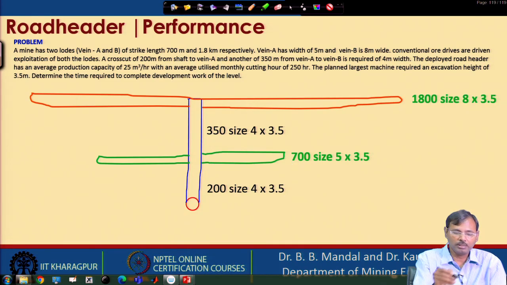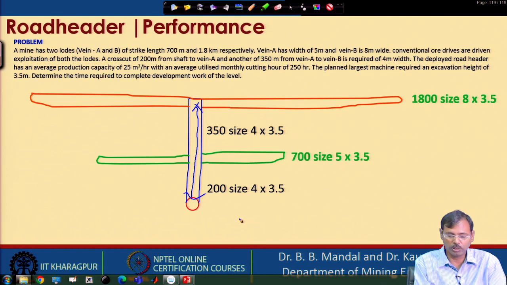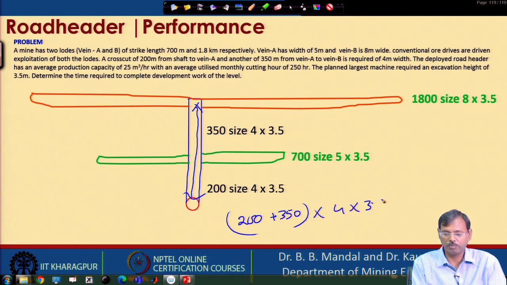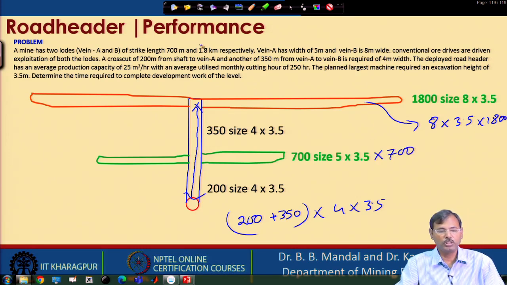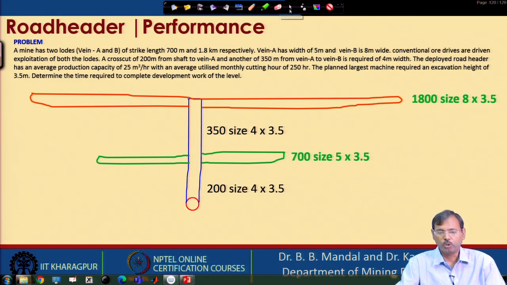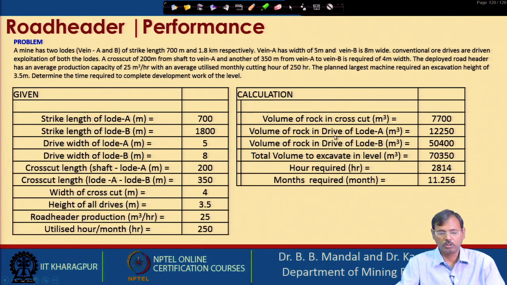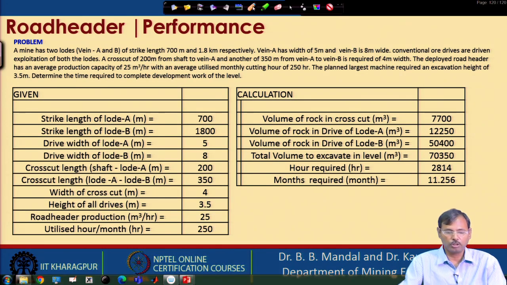So, what are the excavation? Excavation is this one, means 200 plus 350 by 4 meter by 3.5 meter. Then this one, this is into 1800, and here. So, these are the excavation we need to do. So, from there we will get the volume of excavation required. So, let us see the solution.